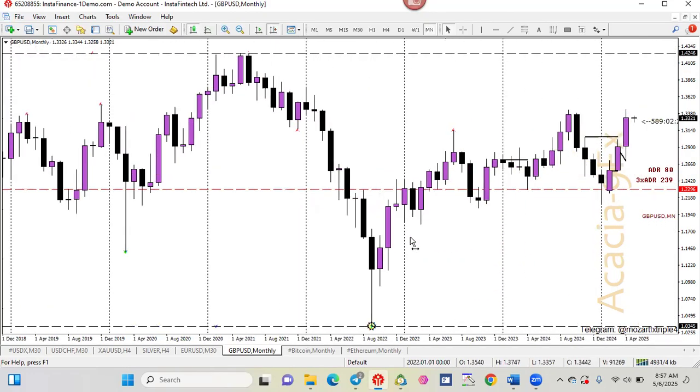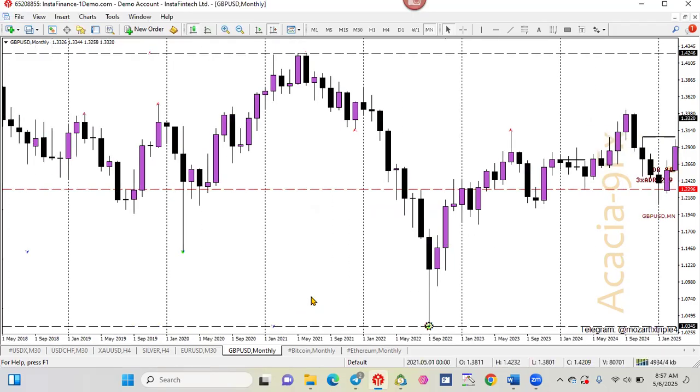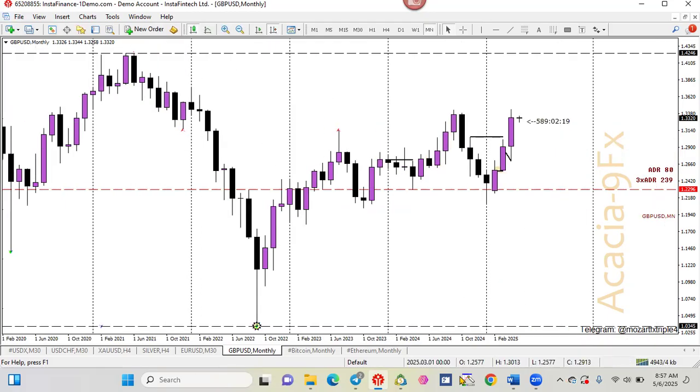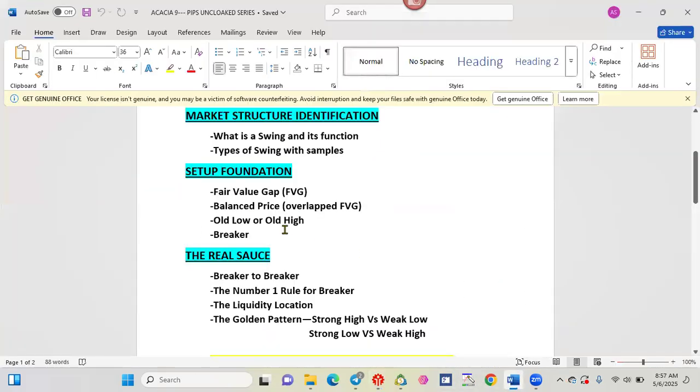So if we look at it very well, I know the video is already long. So the next video will be on the what? We'll talk about the types of swing, insignificant swing and significant swing. It will be on foundation. You must know this to lay down a good setup.